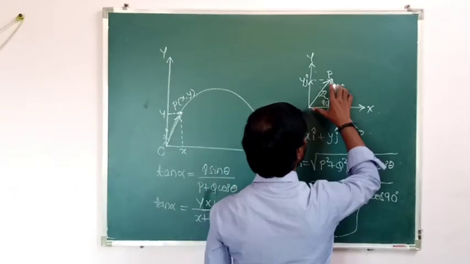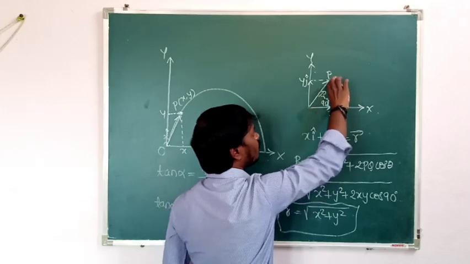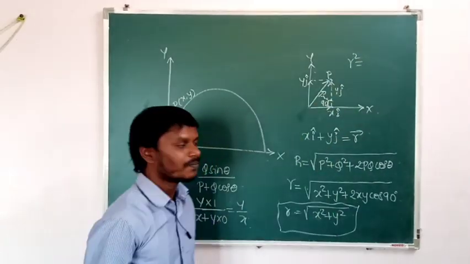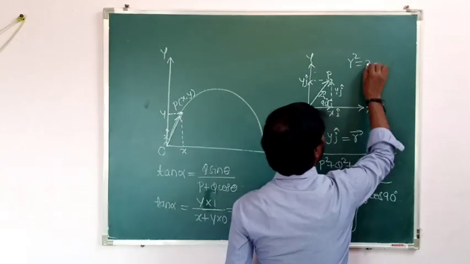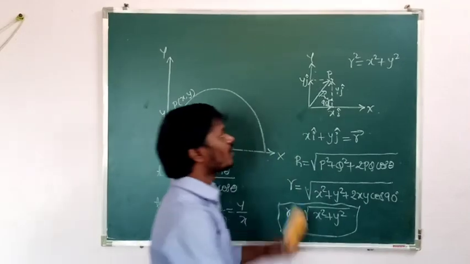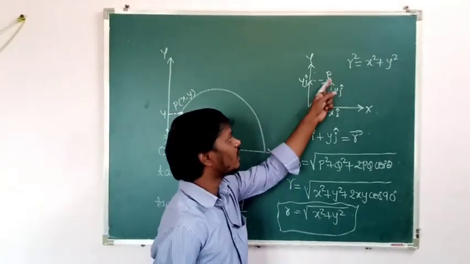So hypotenuse square is equal to the sum of adjacent square and opposite square. Hypotenuse square is r square, okay, and adjacent square is x square and opposite square is y square. Then r is equal to square root of x square plus y square because it is a right angled triangle.